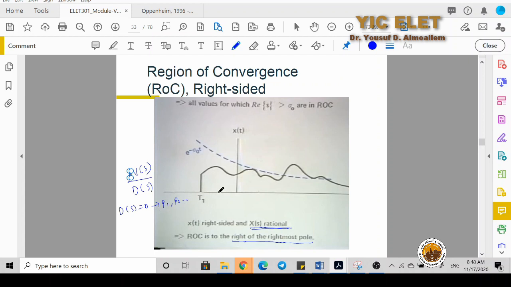فلما نحط البولز هنا على ال S domain، فرضا this is P1 and this is P2 and here is P3. So what is the rightmost? This is the rightmost pole. فحتكون this is the region of convergence، على يمين آخر pole في اليمين. هذا region of convergence.